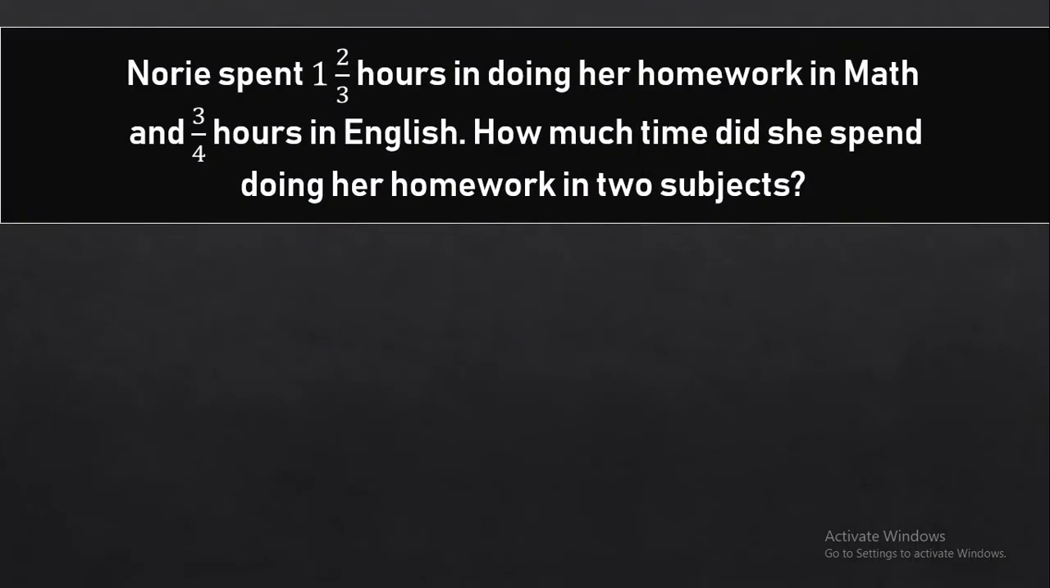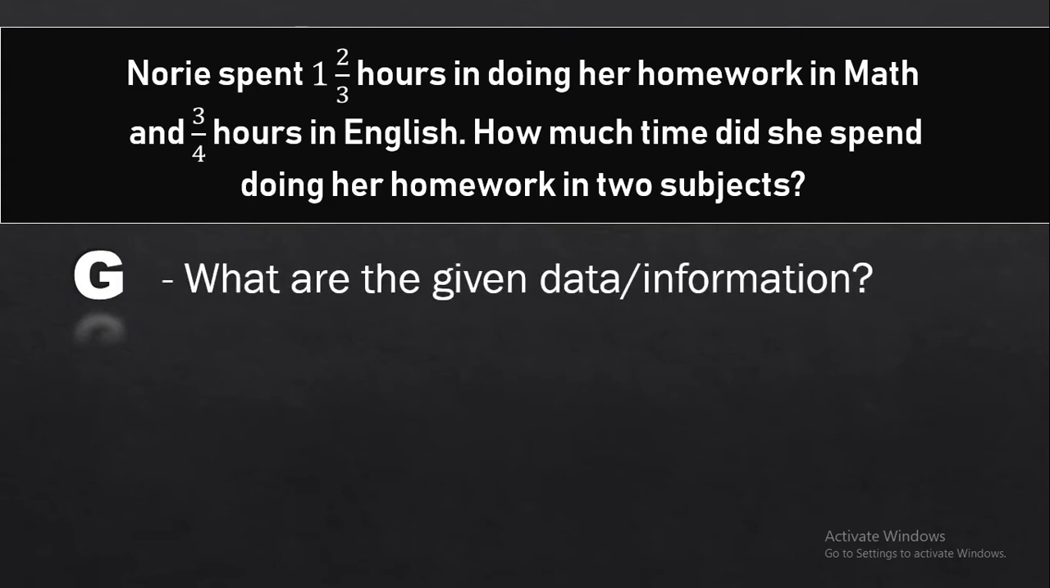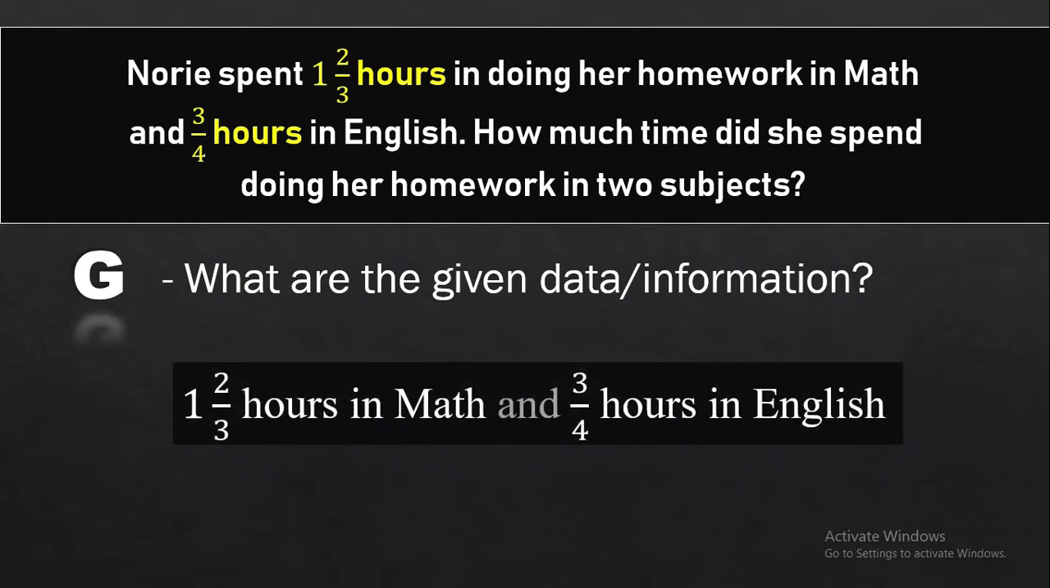Okay? Next is G, or what are the given data or information. So sa given data or information, kalimitan yun yung mga numbers na makikita natin sa problem. Kasi in the end, yun yung isosolve natin. So dito sa problem natin, makikita natin ang 1 2/3 hours and then 3/4 hours. That will be our given information. Kasi yun lang naman yung tinatanong, di ba? The time spent in two subjects. So dalawa lang naman na oras ang andyan. So that will be our given data or information.